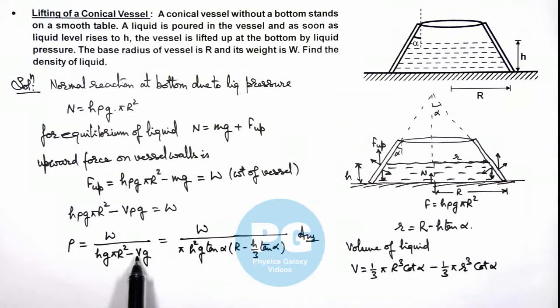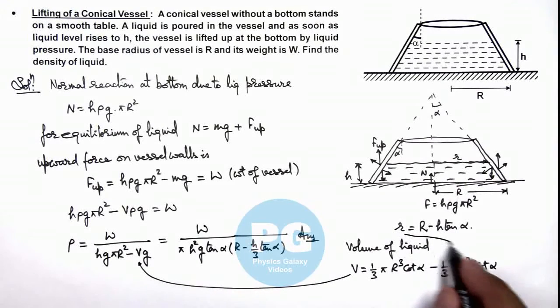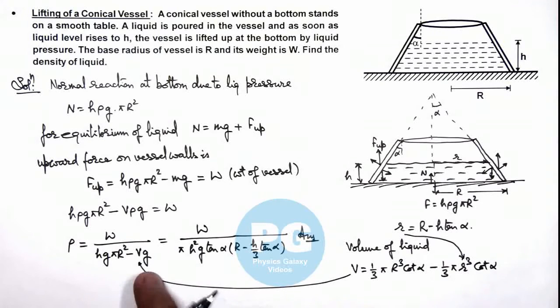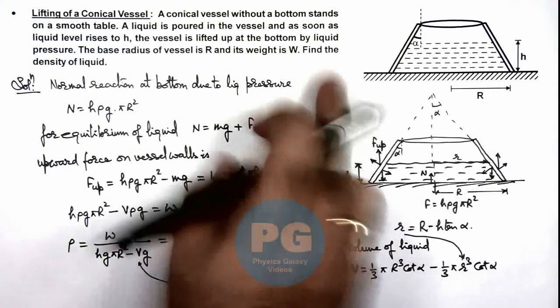And from here to here, you need to substitute the value of this volume here and substitute the value of this r over here. This I am leaving as an exercise for you to calculate and verify this result, which is the density of liquid we are required to calculate.